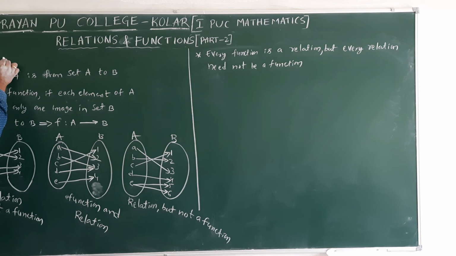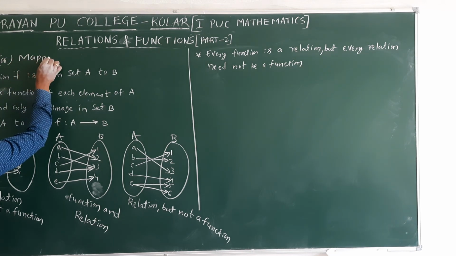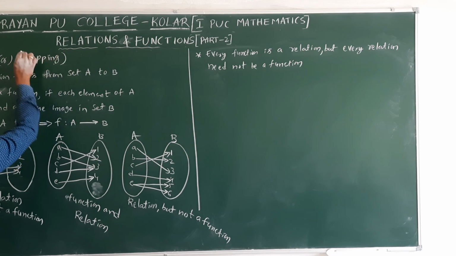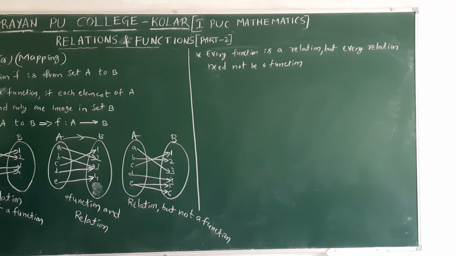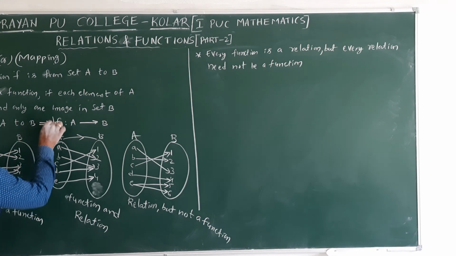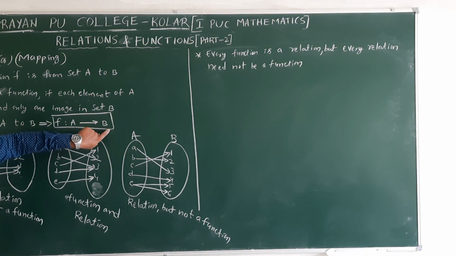Now, a function has another name, which is mapping. So f maps from A to B. We write it with a symbol like this: f maps A to B. We can read it like this. Clear? That is the difference between relation and function.